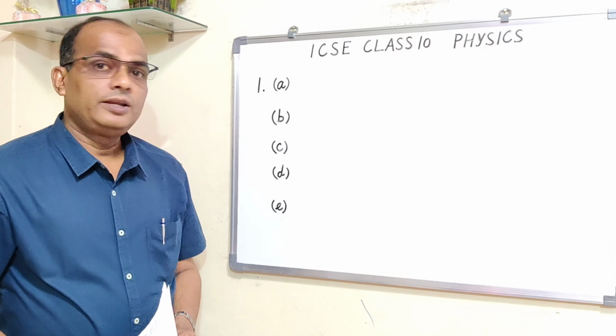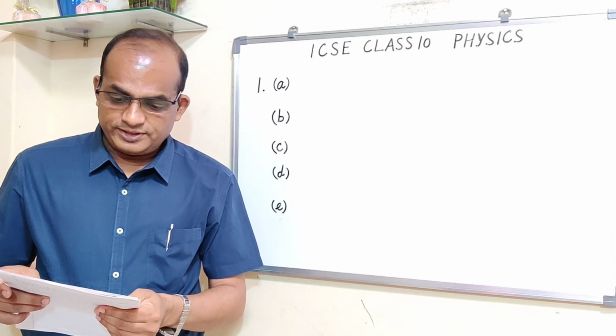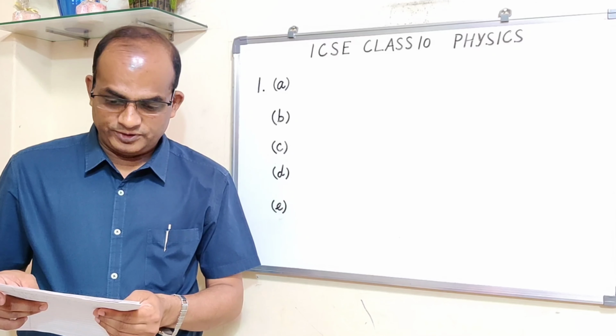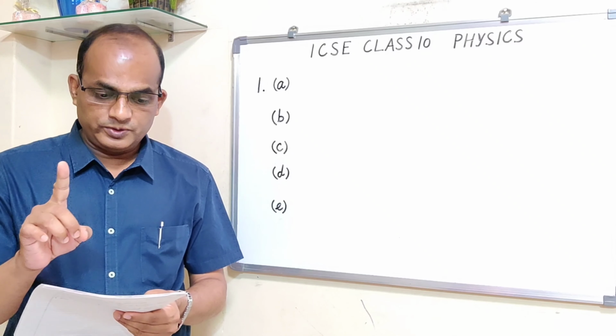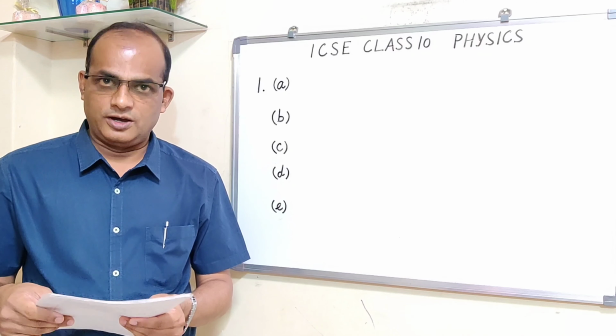Okay, now let's come to the point. The first question is, I am reading out the question. First A, where is the center of gravity situated for the following? The first, hollow cone, and second, rod.